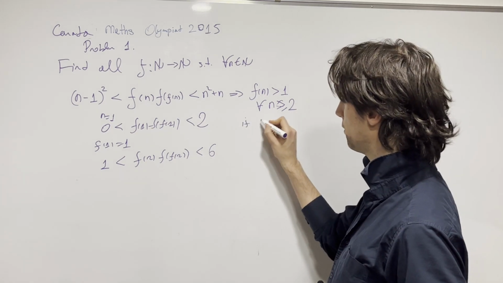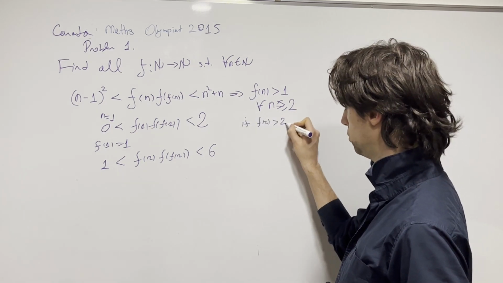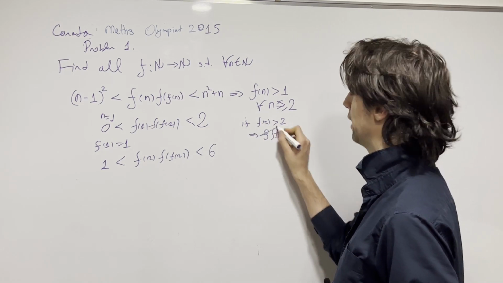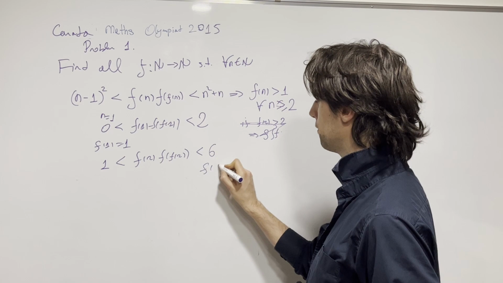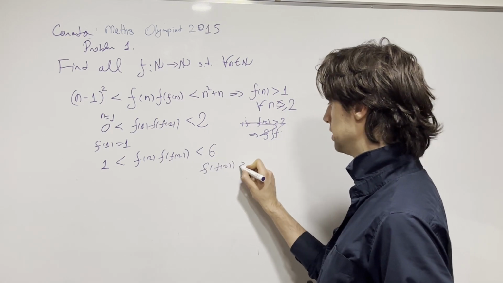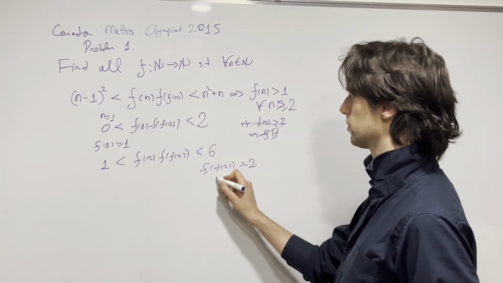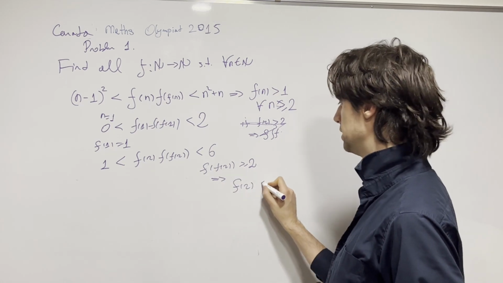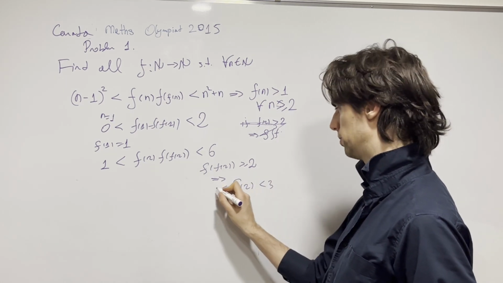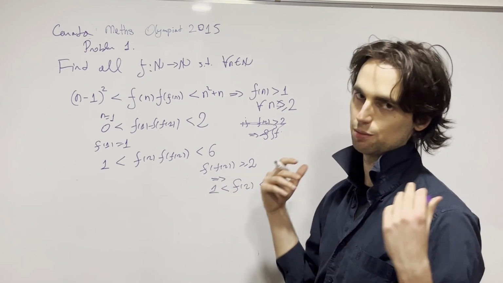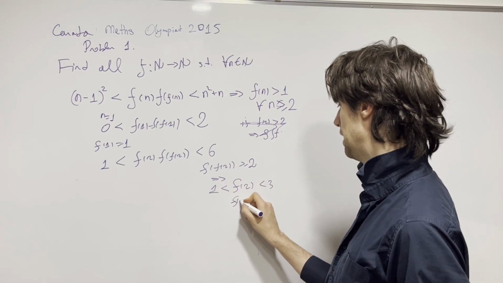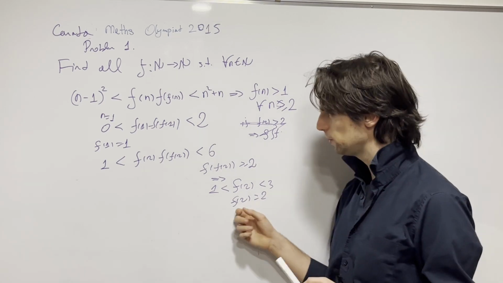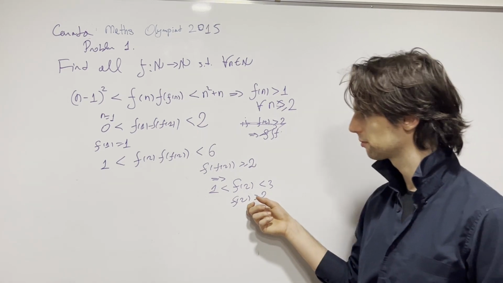So we know f of 2 is greater than or equal to 2, which implies that f of 2 needs to be less than 3 and greater than 1. And from here, we have f of 2 is equal to 2. And so we have f of 2 is equal to 2.